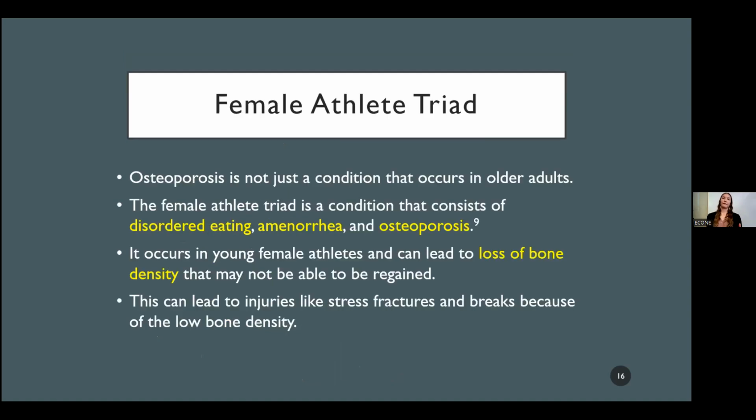And then next we have the female athlete triad that we wanted to talk to you all about. This is more common than most people realize. Osteoporosis is not just a condition in older adults. The female athlete triad consists of disordered eating, amenorrhea, which is the loss of menstrual cycle, and osteoporosis. It occurs in a lot of young female athletes, and it can also lead to a loss of bone density that might not be able to be regained. This can lead to injuries like stress fractures and breaks because of that low bone density, which is obviously not good for young athletes.